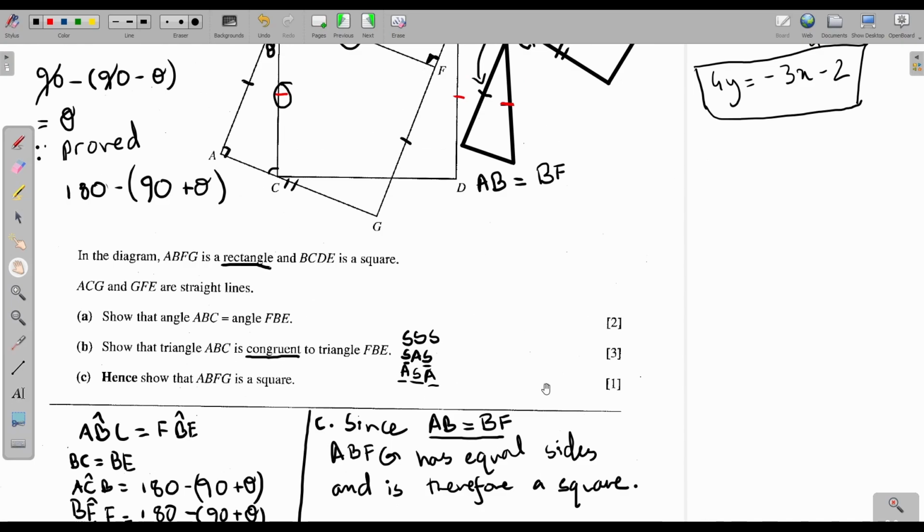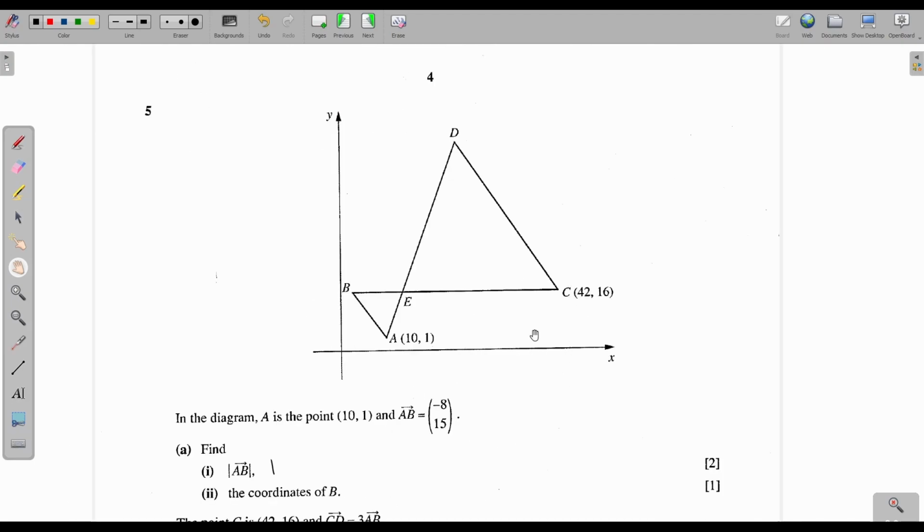All right. It's time for question number 5. In the diagram, A is the point (10, 1), and the vector AB, and vectors are directions, so this would be the direction. So AB is (-8, 15). What this is basically telling us is that you go minus 8 in the x direction and 15 in the y direction to get from A to B.